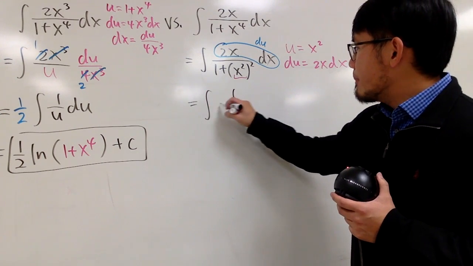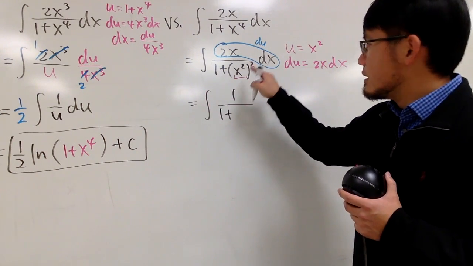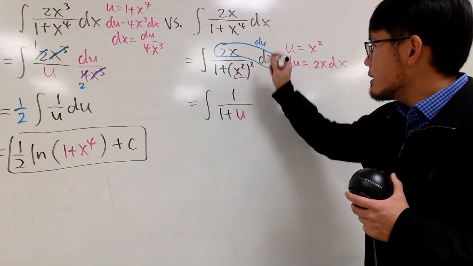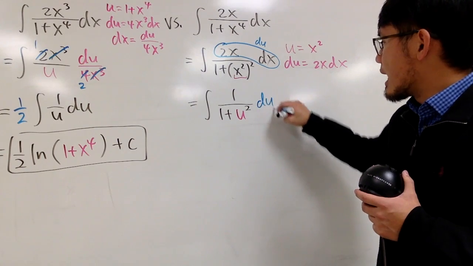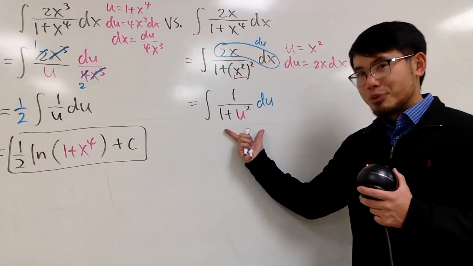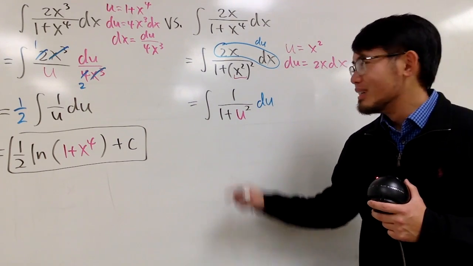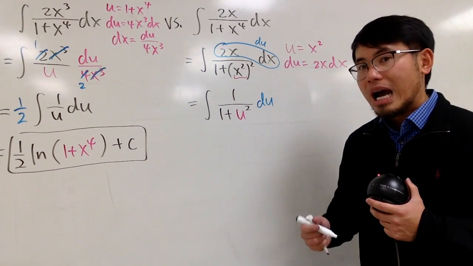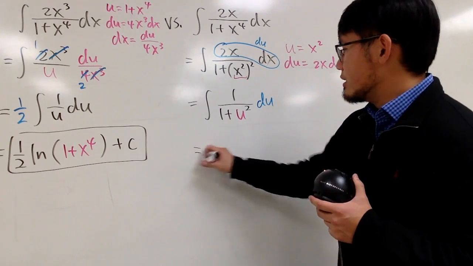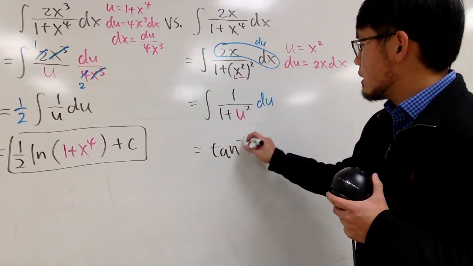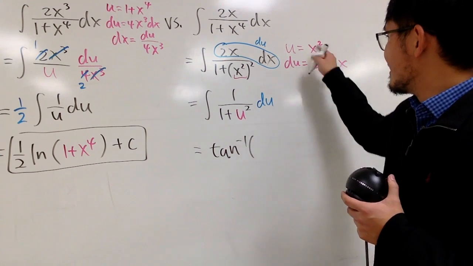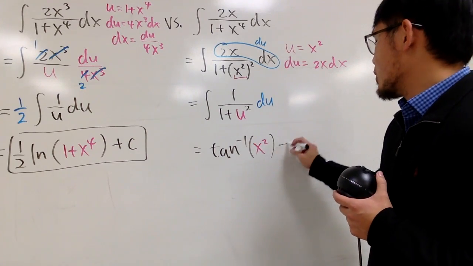So we have the integral. I have the 1 on the top over 1 plus this right here, which is the u, and we have the square, and then let me just put the du on the side. This right here has nothing to do with natural log. 1 over 1 plus u squared, we have inverse tangent. So this is going to give us inverse tangent, and we'll put on the u here, which is x squared. So just put this down, and then we are done. Put plus c.